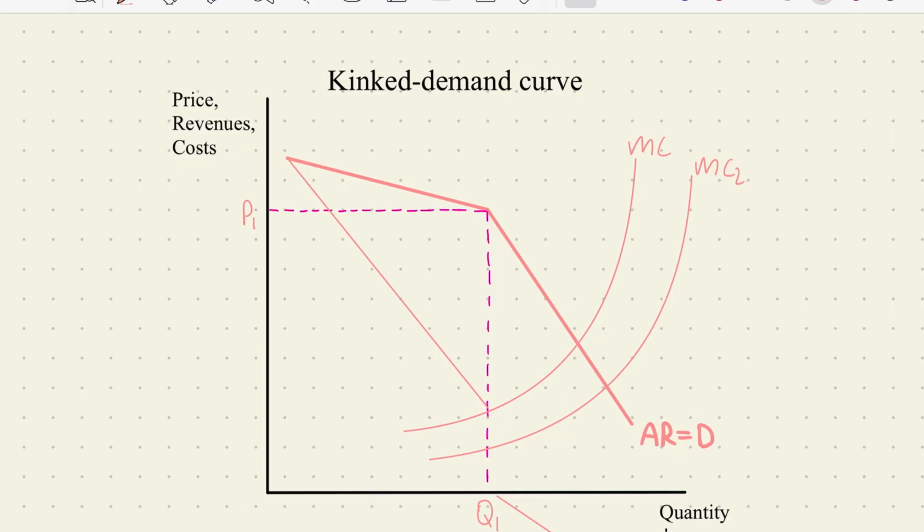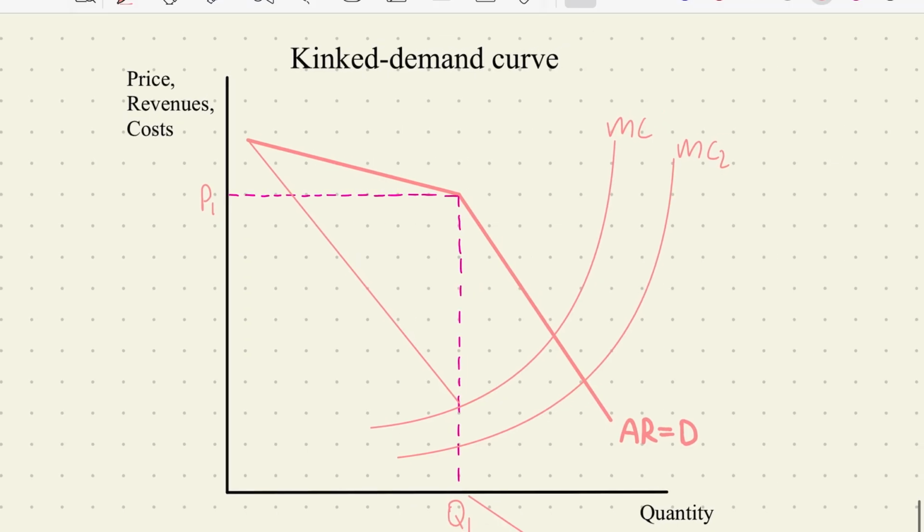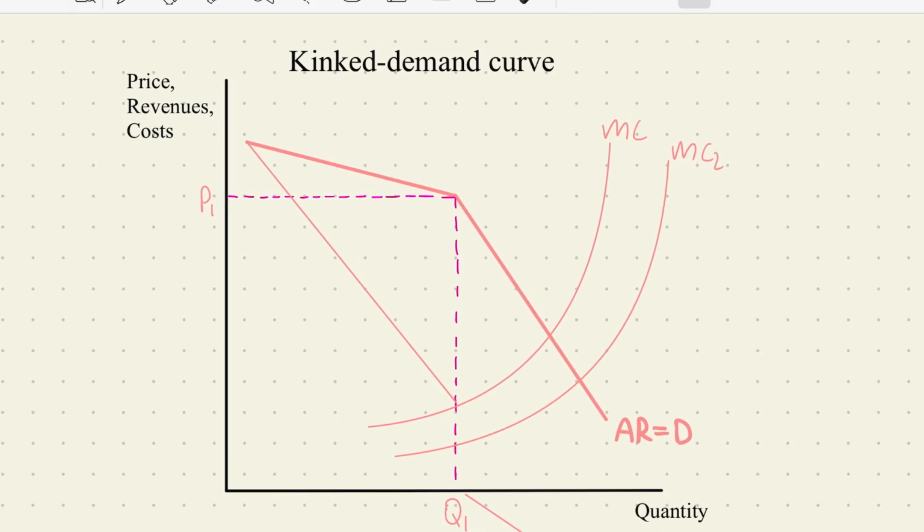Okay, what does this tell us? So we see that the MR curve is always half as steep as the AR curve, but we also see that it goes up to here, and then it stops for this period, and then it continues down here. You don't need to know this for IB economics, you just need to know that there's a little gap here, that there's no MR here.